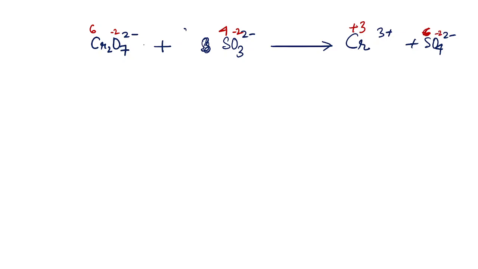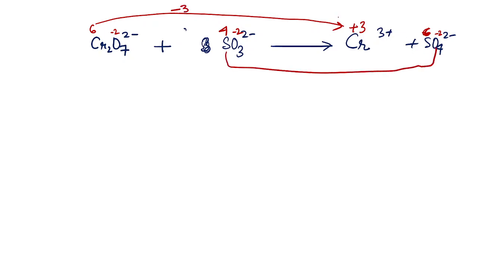So now next step, we have to see where is the increase and where is the decrease. You see the chromium 6 is going to 3, so here the decrease is by -3, and the sulfur is becoming 6 from 4, so here it is an increase of +2. Then the increase and decrease should be equal, so this one we have to multiply by 3 and this one we have to multiply by 2.